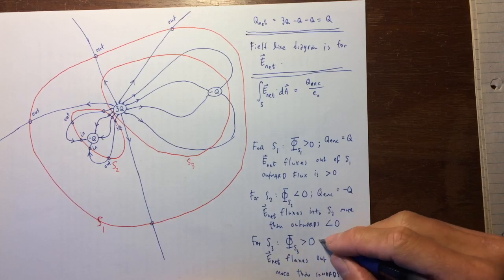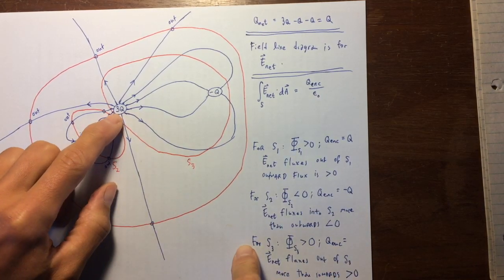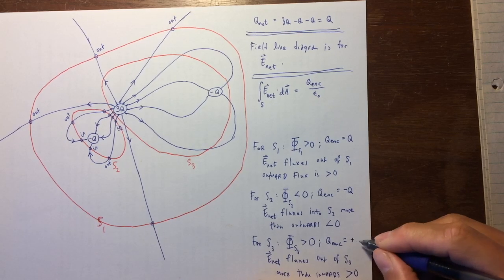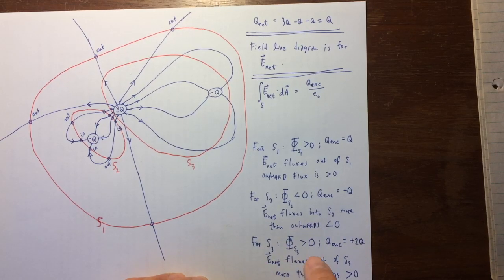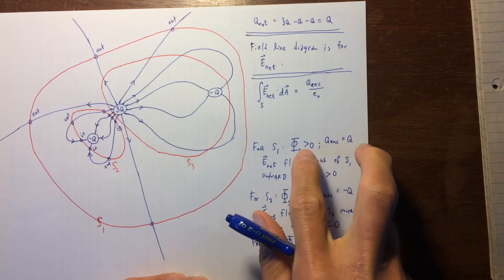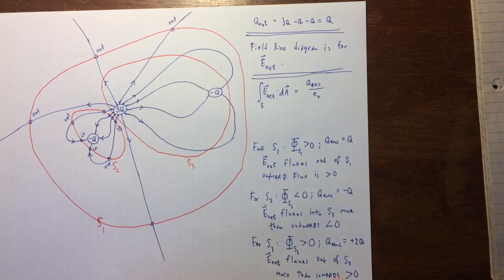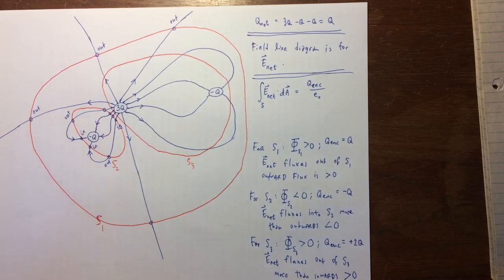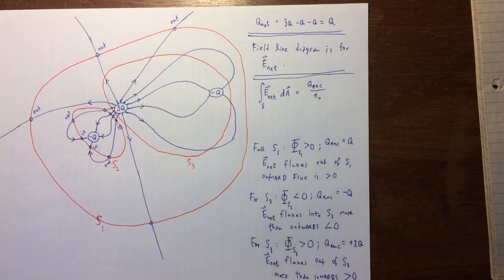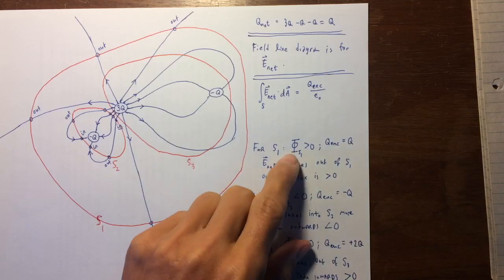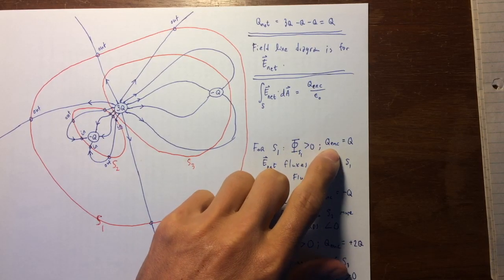And then down here, Q enclosed is, so S3 includes positive 3Q and negative Q. So this is positive 2Q, like this. And I've got a positive flux. So the sign of the flux and the sign of the net charge enclosed match each other, is the idea. Yeah, so this is just thinking about a distribution of charge with Gauss's law, in terms of keeping track of whether or not the flux is mostly out or mostly in, and matching it with the sign of the charge.